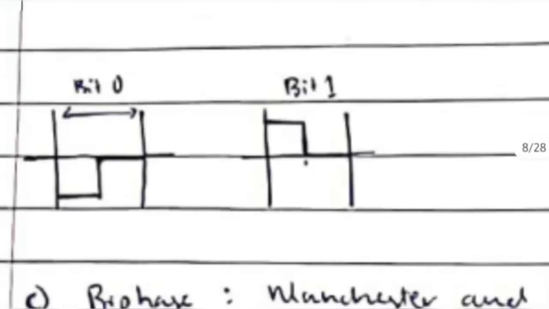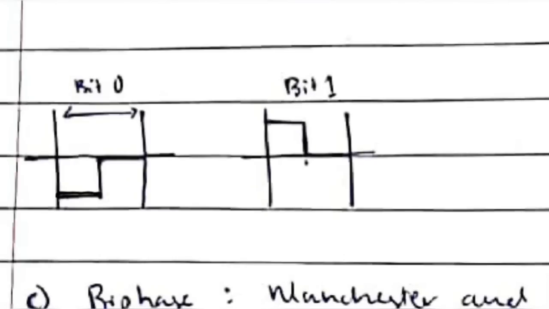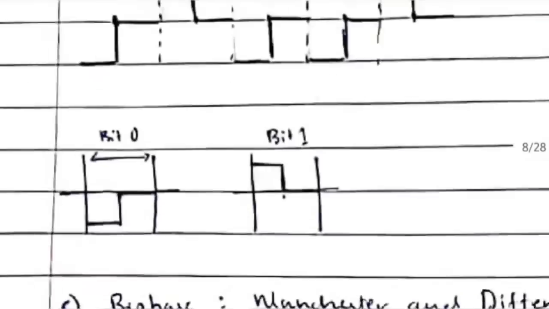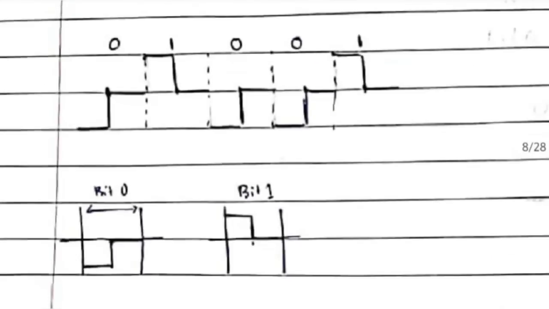See here, bit 0 is represented as from negative voltage to 0. Okay. Finally it should return to 0 if it's 1 or 0. Okay. In both cases we have to return to 0 here for both bit 0 and bit 1. So in bit 0 we will start from the negative, come to 0. In the bit 1 we will start from positive, come to 0. Okay. So by using these two patterns we will draw the waveform.